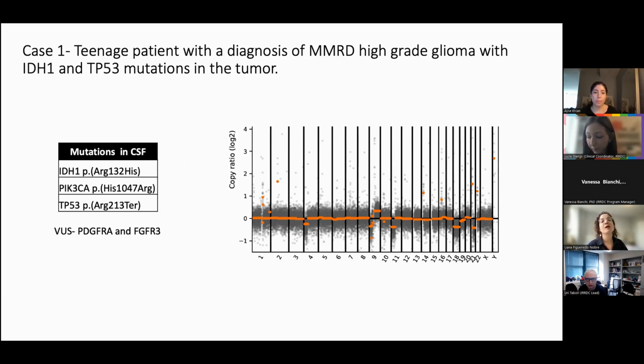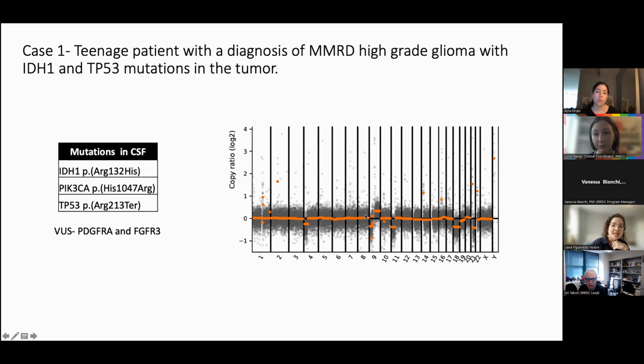We found the same mutations present in the CSF with the addition of a PIK3CA mutation and some variants of unknown significance in other MAP kinase genes. So for this patient who is currently on treatment with immunotherapy, we can potentially envision using these results to, if necessary, add additional targeted agents.